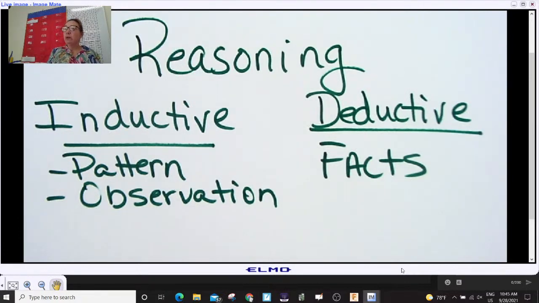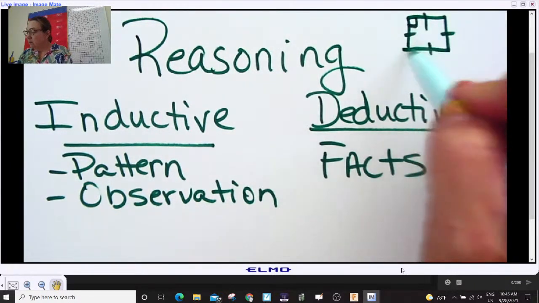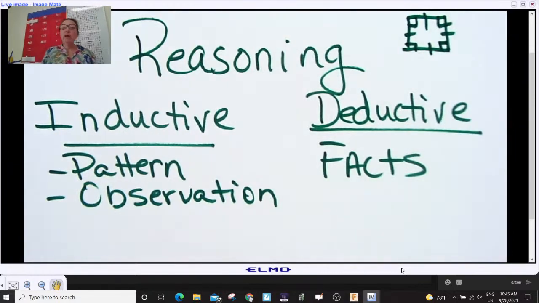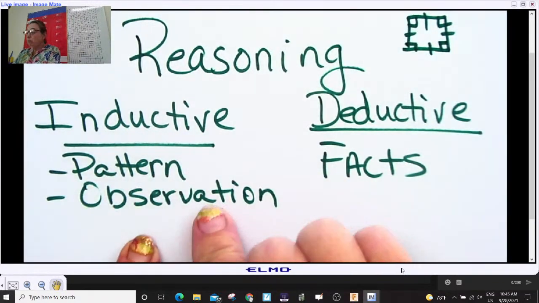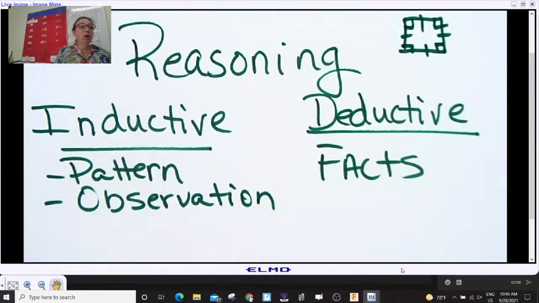You guys know what makes a square. What makes a square? Four sides that are what? Equal. And what are the angles? They have to be 90 degrees, right? So if I give you this picture right here, what do you know that is? You know that's a square. Now, yes, you are making an observation, but you're drawing your conclusion based on the facts that it is 4 90-degree angles and 4 congruent sides. That's deductive reasoning. Do y'all understand that?